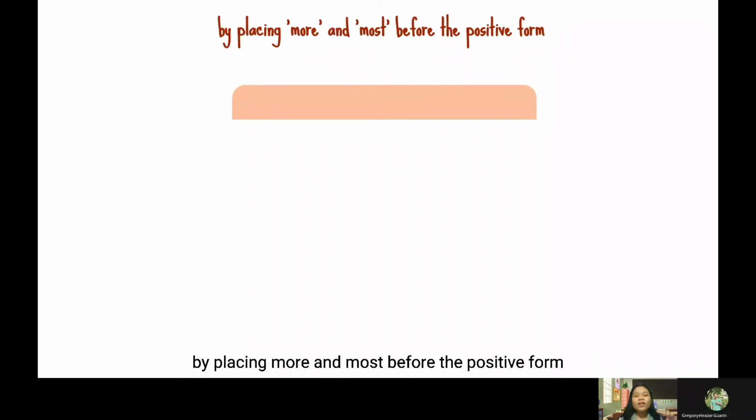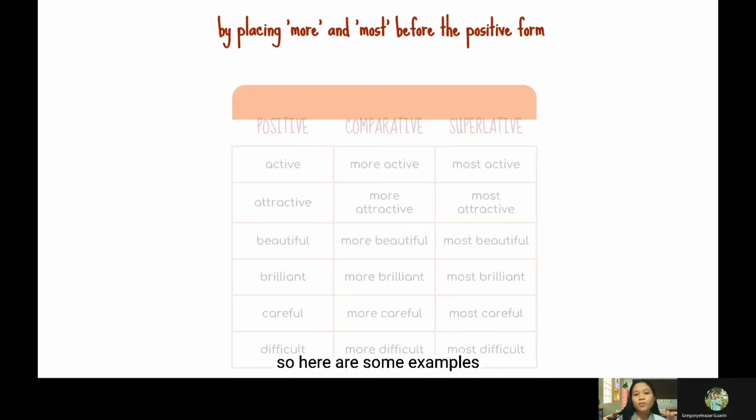By placing more and most before the positive form. So here it is. Remember, if the last letter of the word is not Y and it has two or three syllables, for example, difficult, there are three syllables, so we will add more if it is comparative and most if it is superlative. So here are some examples.